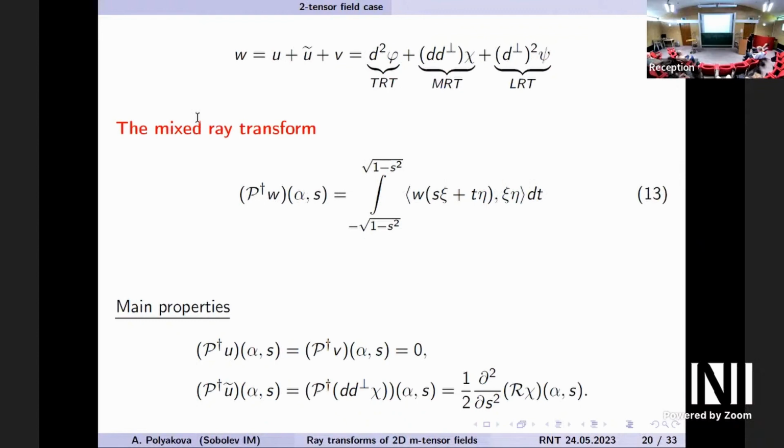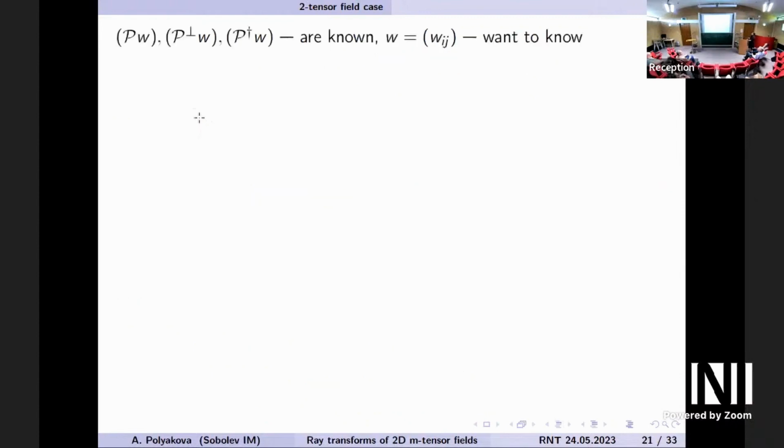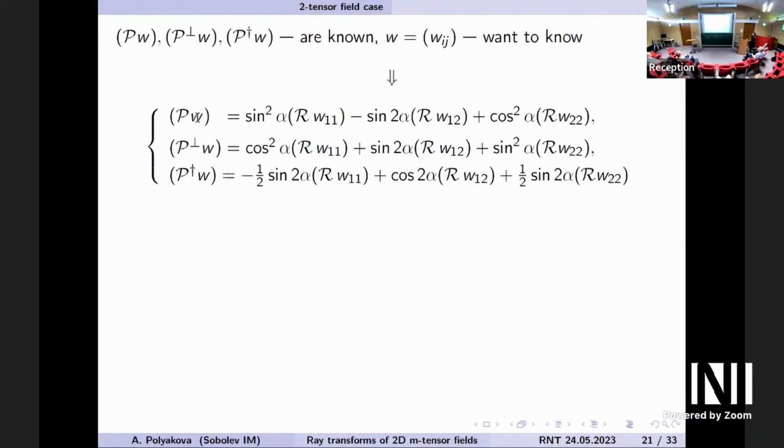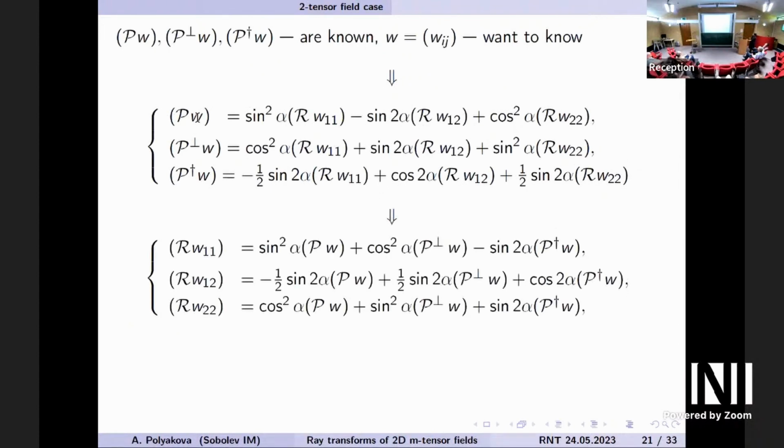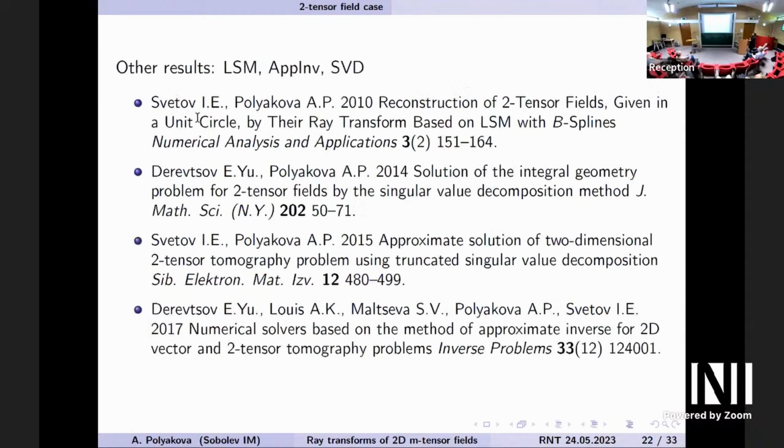Having this ray transform, we can reconstruct this part. In other words, if we have three ray transforms for two tensor fields, we can reconstruct all tensor fields. And so how can we solve the problem? We can write this system, solve this system, and using the inversion formulas for each transform, reconstruct two tensor fields component-wise. We also applied the least squares method with the splines for this case by approximate work, and singular value decomposition also was constructed for these ray transforms, and here we use it numerically.